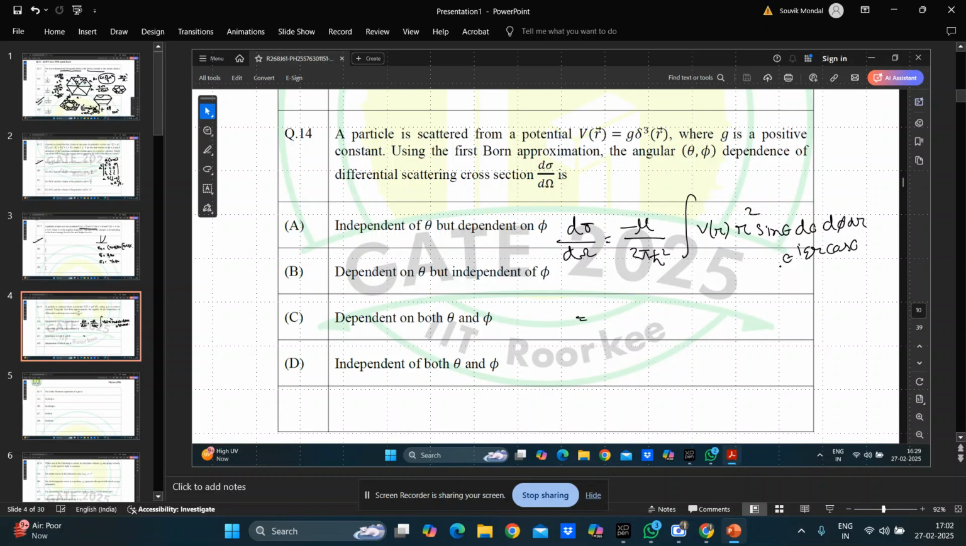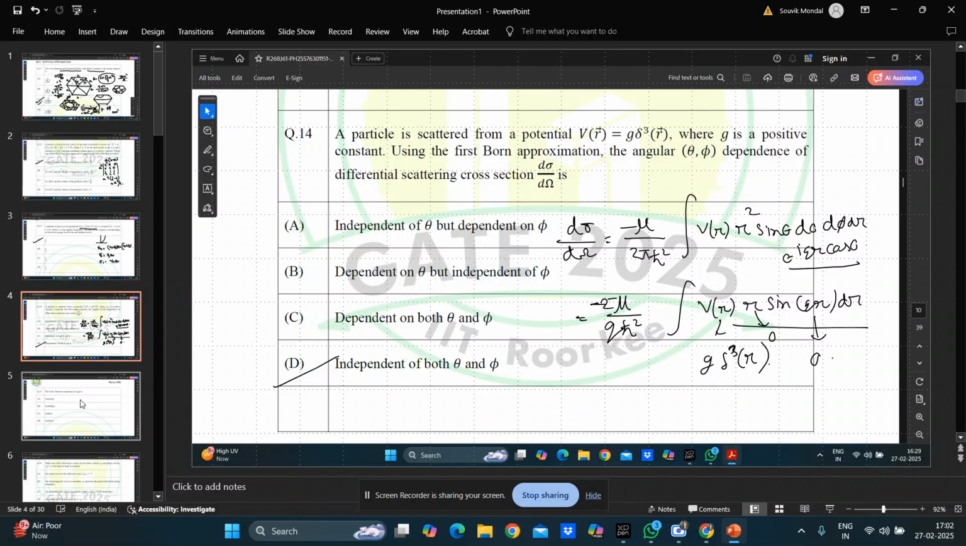Now, if you simplify it a little bit, if you integrate dφ first, then your 2π will be gone. And if you integrate e^(iqr cosθ) sinθ dθ, finally you will get sin(qr) with an extra q here, and dr. Now your V(r) is g into δ(q̄). That means you have to put r equal to 0 in this equation. So put r equal to 0, this will give you 0. sin(qr), if you put r equal to 0, will give you 0. So the overall result is simply 0. It will not depend on any of theta and phi. It will just simply be 0.